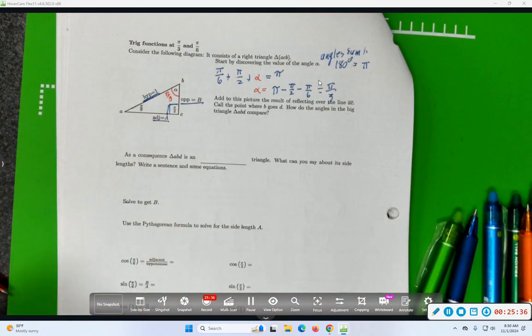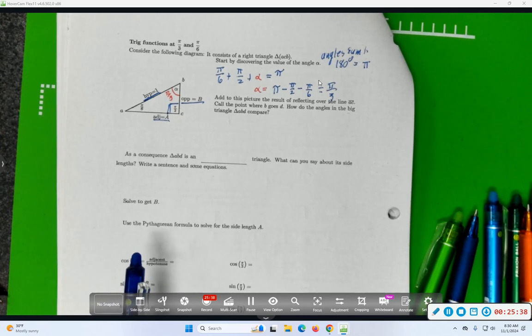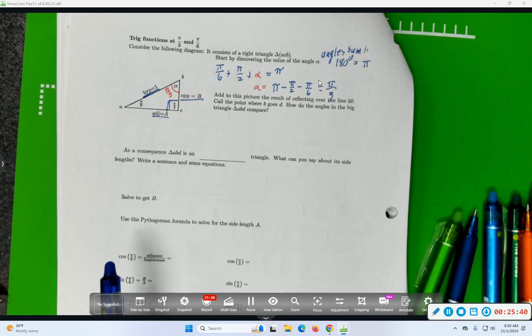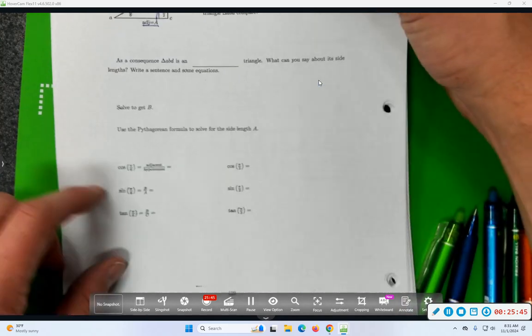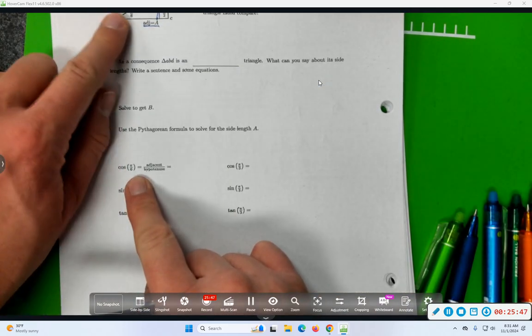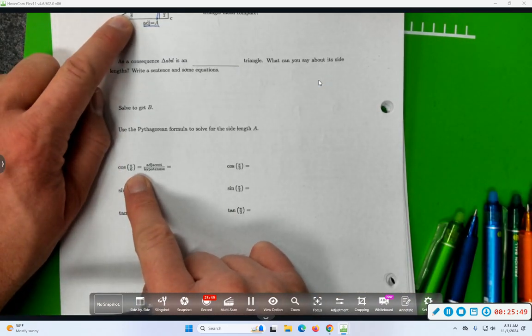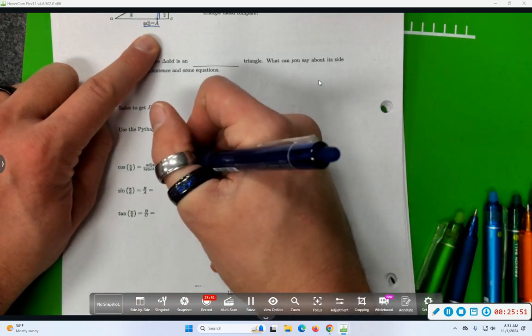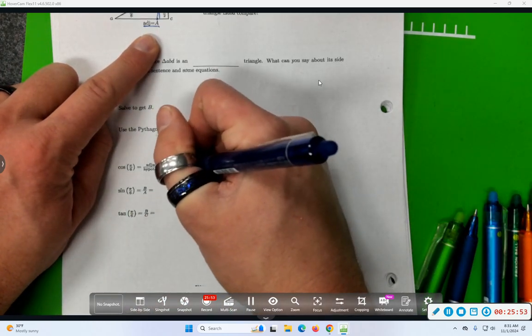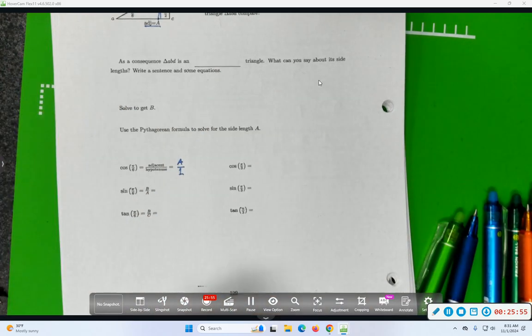And there are a few things you can notice now. This triangle is now going to be the triangle we need to study to get all of the trig functions that we still have missing in the unit circle. Because if I want cosine of pi over 6, that's adjacent over hypotenuse. Adjacent is the side length labeled A. Hypotenuse is 1. So if I can figure out the side length A, then I know cosine.